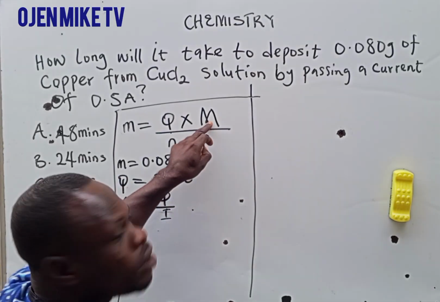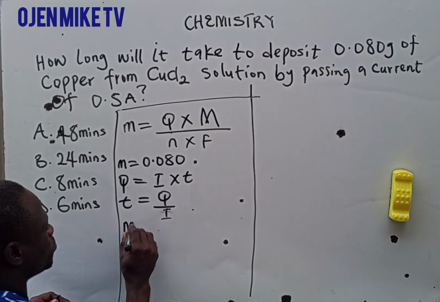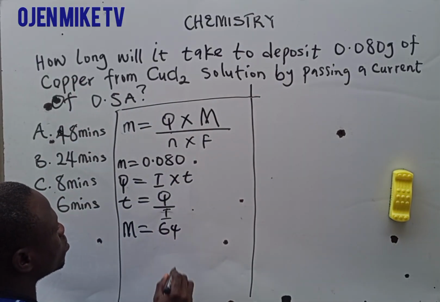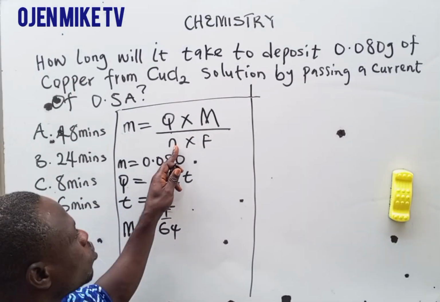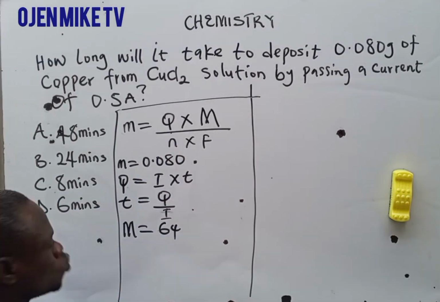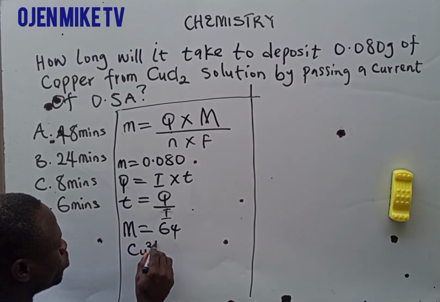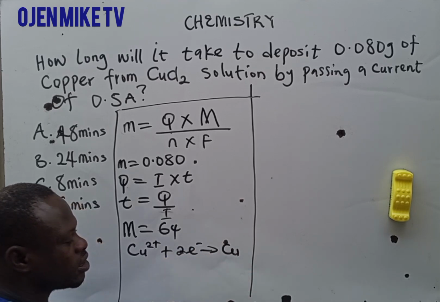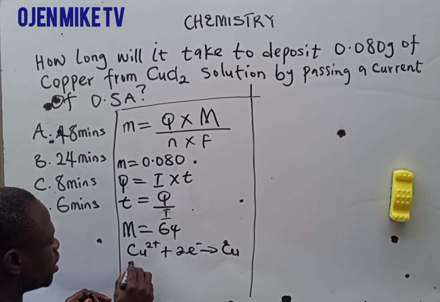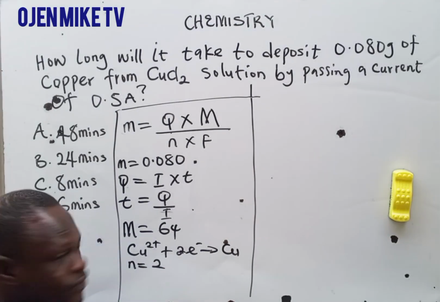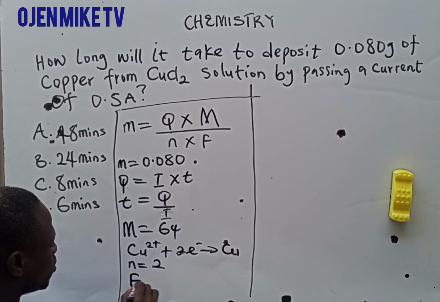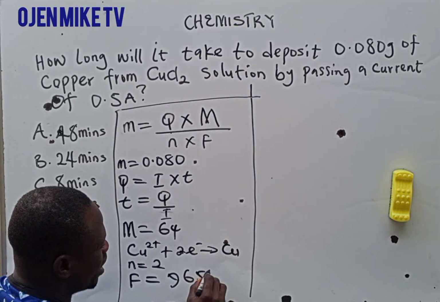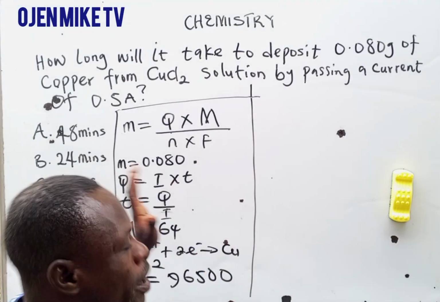Now let's look at our molar mass. What's the molar mass of copper? Copper is 64. What is the number of moles? Remember, copper lost 2 electrons. Look at Cu2+ plus 2 electrons will give you copper metal. Do you get that? So the number of moles, n, is 2. Are you following? 1 Faraday is equal to 96500.